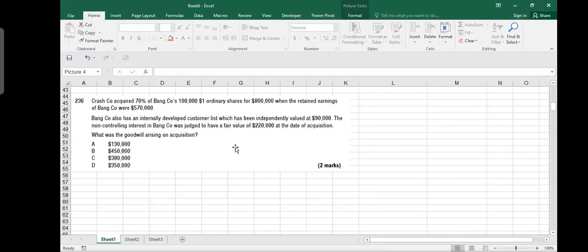236, Crash Company acquired 70% of Bank Company's $100,000 one-dollar ordinary shares for 800,000. Please listen to me carefully. Our focus should be on the long questions from consolidation. But consolidation long questions are nothing different than a few short questions. Whatever concepts we have to use in the long questions, we need to learn them here.